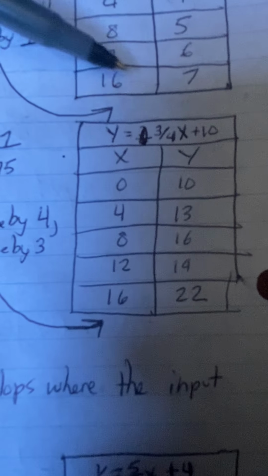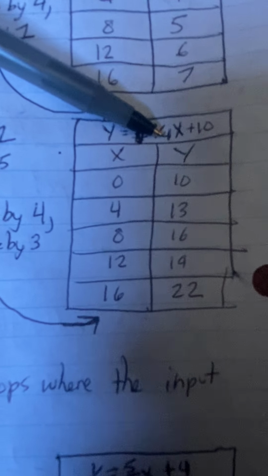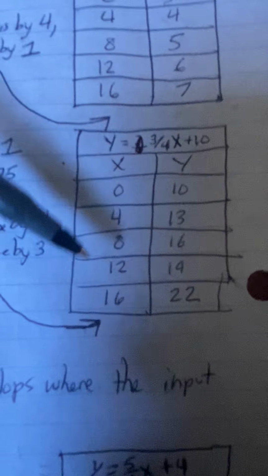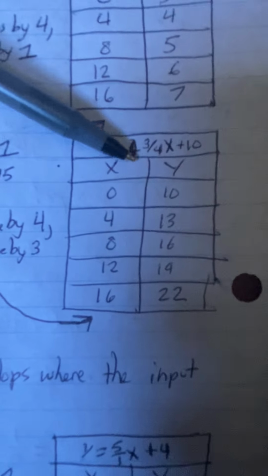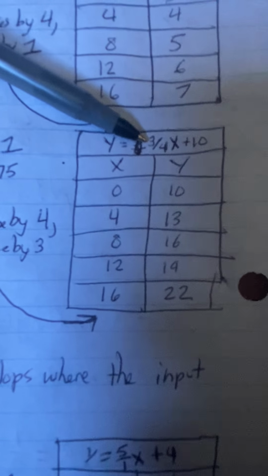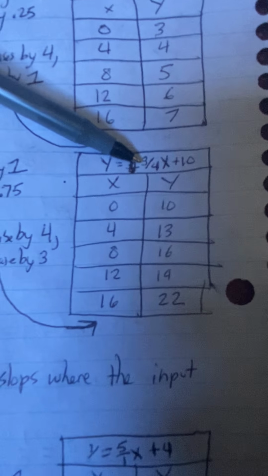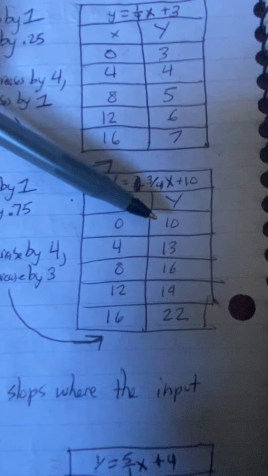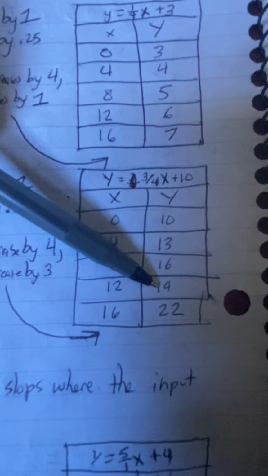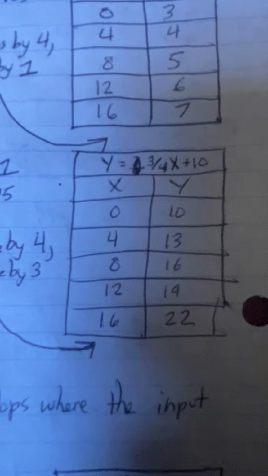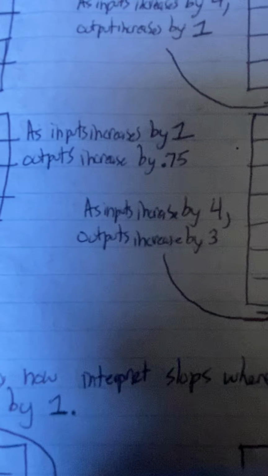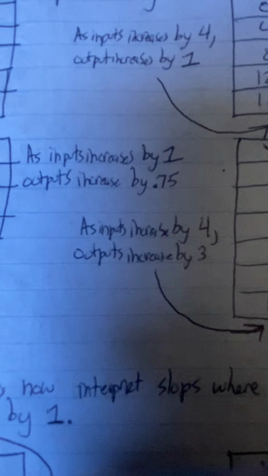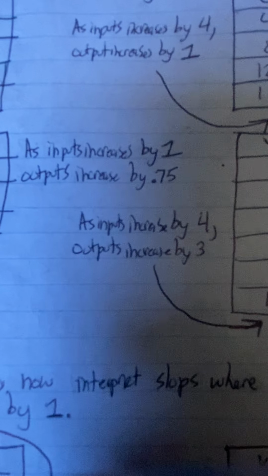So our input is 4, increasing by 4. So we go 0, 4, 8, 12, 16, just like in this one. But now our numerator here is 3. So our outputs are increasing by 3. We go 10, 13, 16, 19, 22. Okay? So we would describe this as the inputs increase by 4, the outputs increase by 3.